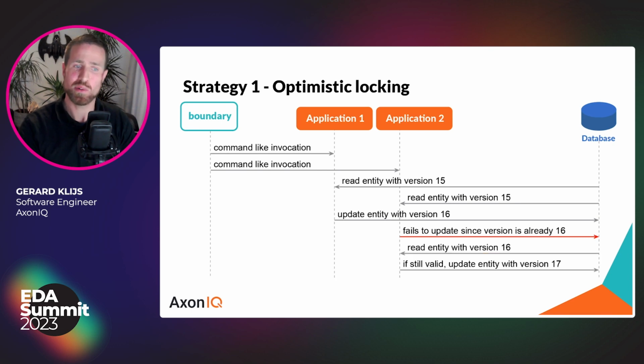And if the other one tries to update, but the version is not correct, it will fail. And then it has to reread, and it can check if it's still valid with the new added event. And then if it's still valid, it can update. But if it's not, it fails and the event will never be appended. So this is a very nice way to use optimistic locking on the database to prevent those concurrent writes.